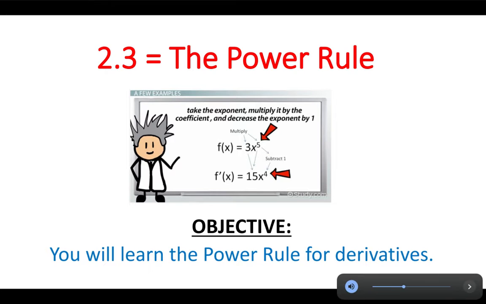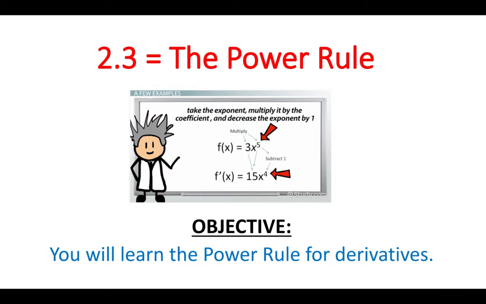All right. Today we are going to be moving on to section 2.3, and we're going to be looking at derivatives, as we will be for the next several weeks and months. And today we're going to talk about something called the power rule. The power rule for derivatives is going to be kind of a shortcut in computing these.